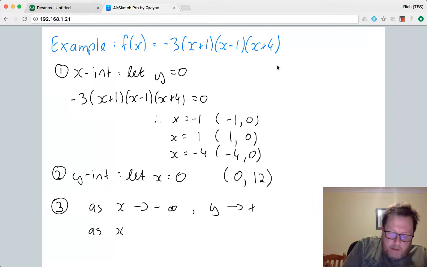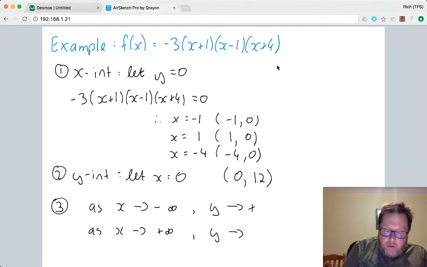And as x approaches positive infinity, what does y approach? It is the opposite, but we just confirm it. So positive times a positive is a positive. Positive times a positive is another positive. So all of this is positive times a negative. Yep, we've got it. It's negative. Okay, so again, this is called end behavior.